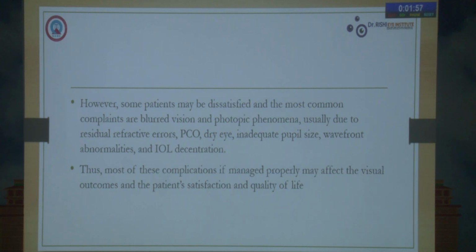The most common complaints may be blurring of vision and photic phenomena, maybe due to residual refractive error, PCO, dry eye, inadequate pupil size, wavefront abnormality, and IOL decentration. So these complications can be managed properly, as they may affect the visual outcome, and it all leads to good patient satisfaction and quality of life. Thank you.